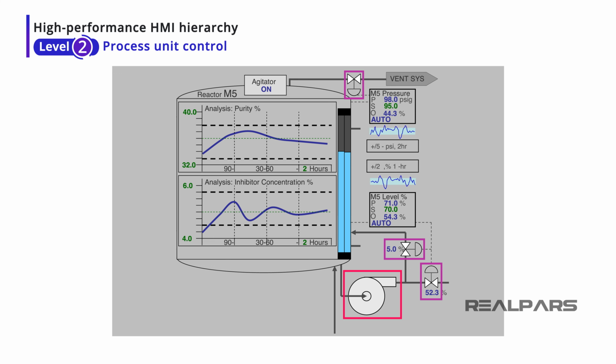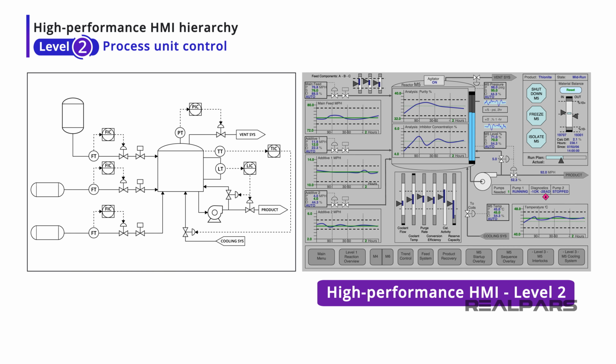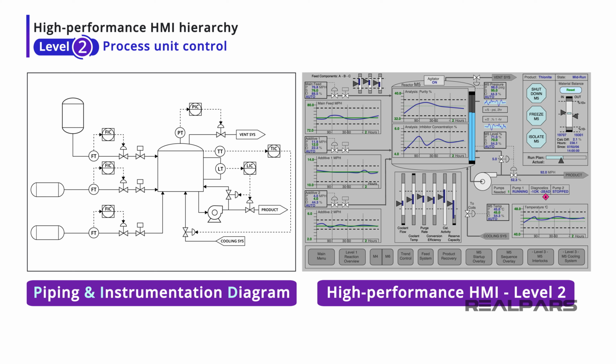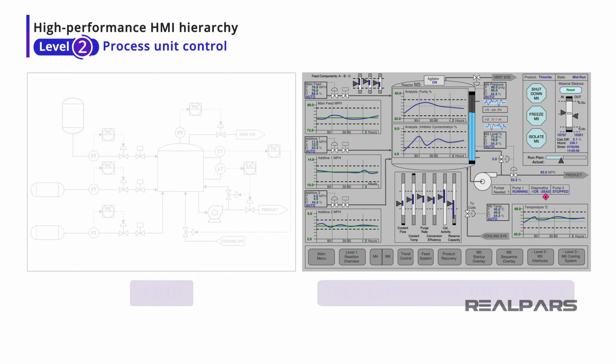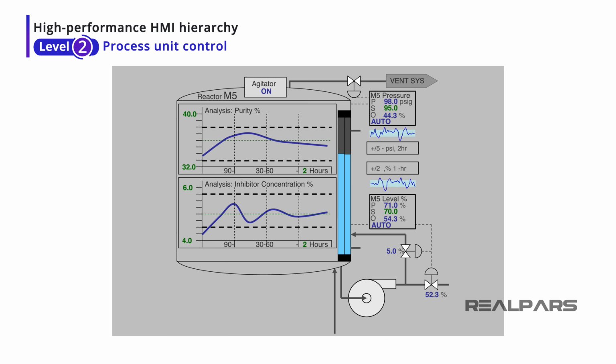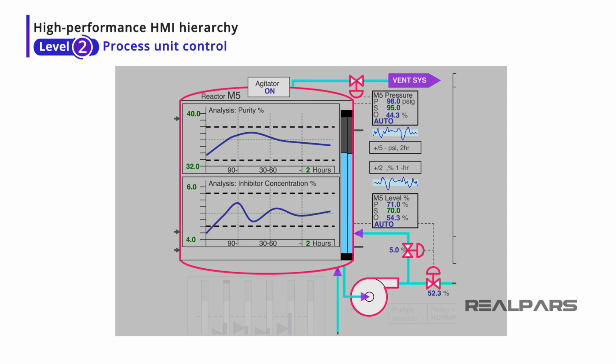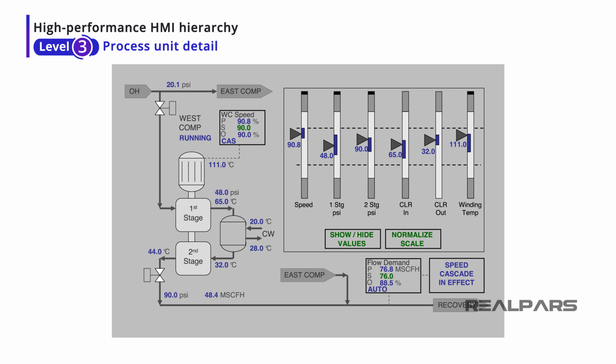Once in Level 2, the operator now has the ability to operate process equipment such as pumps, valves, and compressors. While it's important to follow the physical layout of the facility and the piping and instrumentation diagram, or P&ID, Level 2 screens should not look like a copy of the P&ID. Remember from previous lessons that equipment relative size, line weights, and proper process flow directions are key to a great-looking Level 2 high-performance HMI.